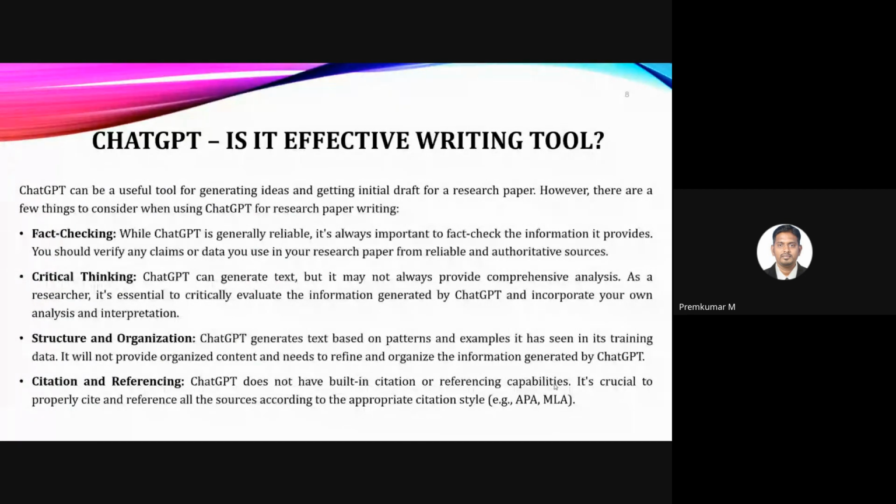In such a case, if you submit the paper without checking, the journal may blacklist you, because nowadays when you submit a paper, the journal itself asks whether you have used any AI tools like ChatGPT or Quillbot or something else.